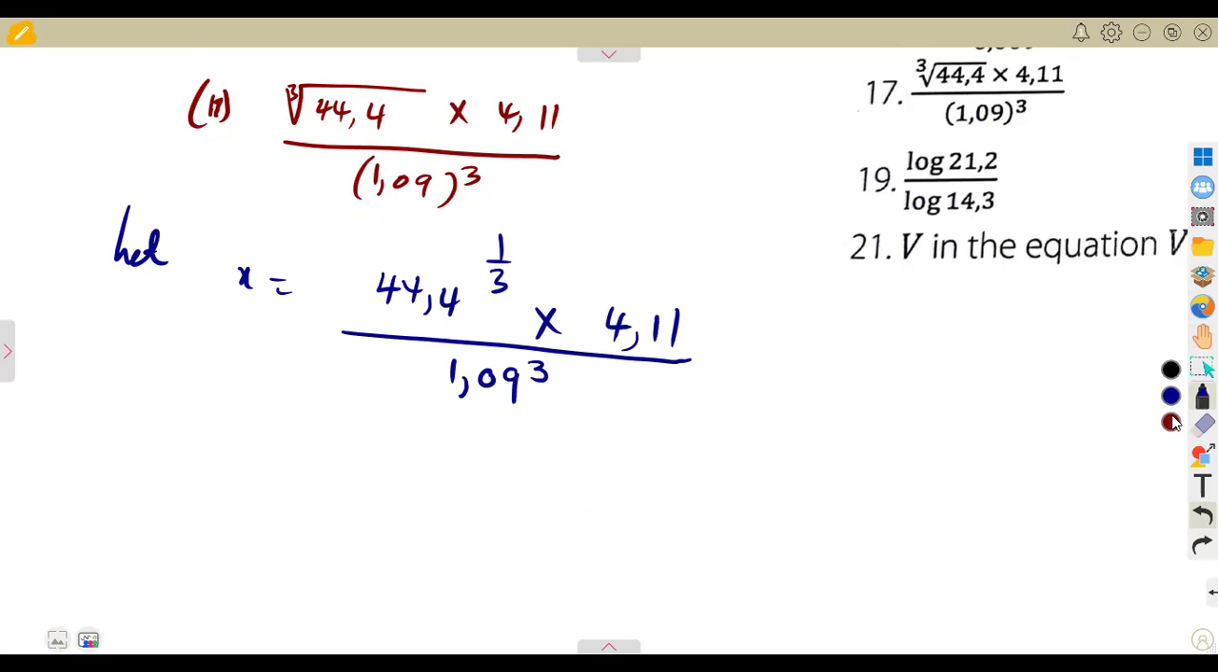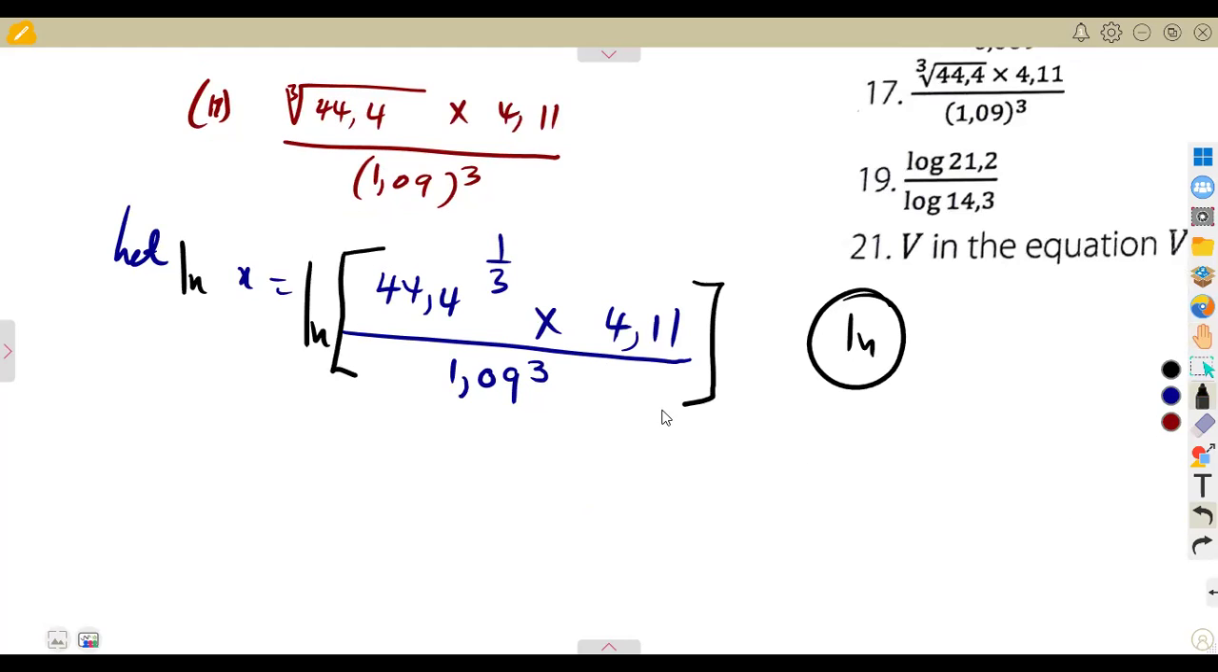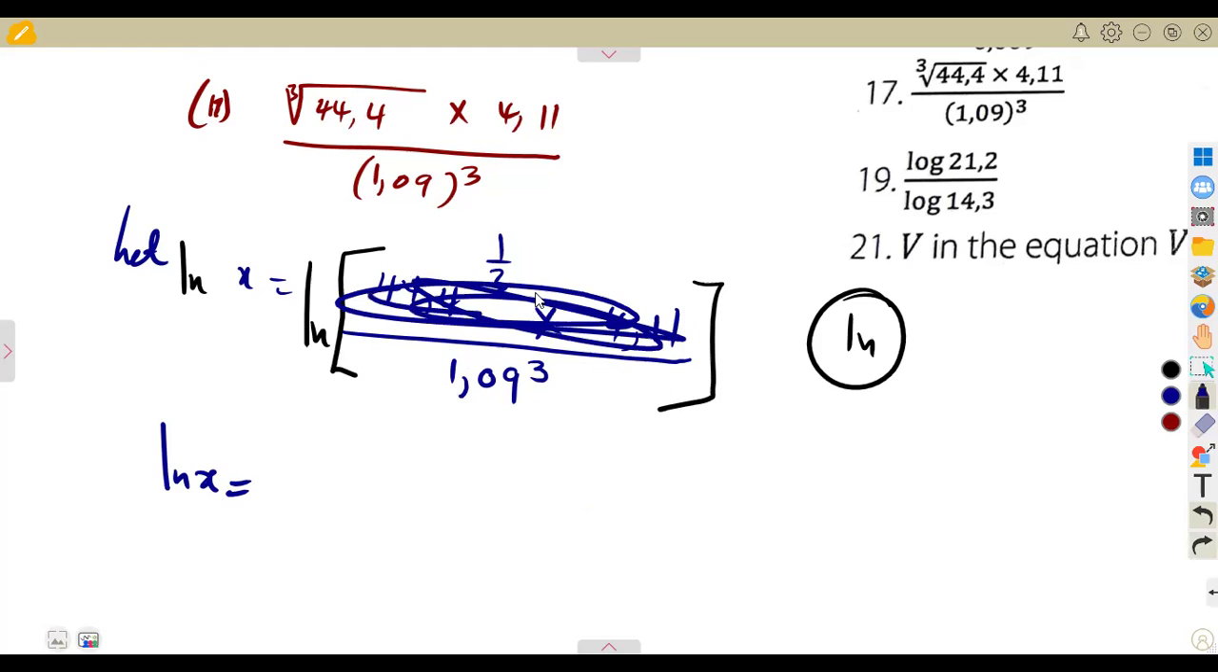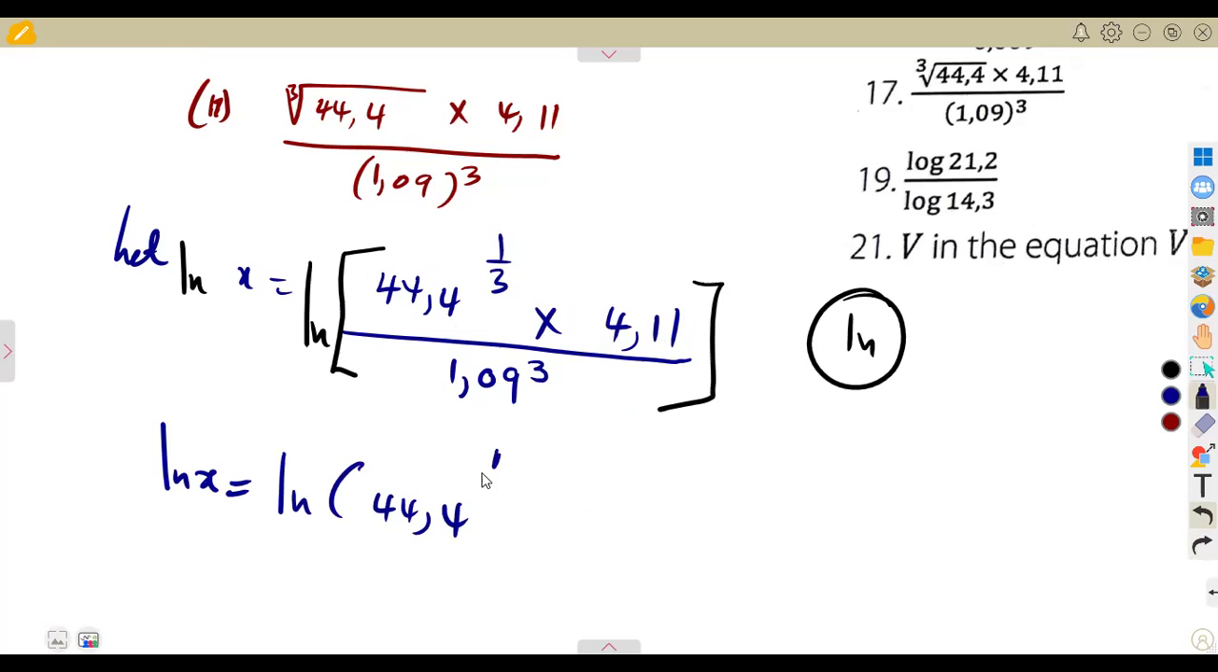So if x is representing this, we can introduce our logarithms. In this case, like I said, I'm going to introduce a ln, so I'm going to have a ln both sides. So this is the ln of the whole of this part. So what does it mean? It simply means the ln of x is equal to this, where I can use the laws. There is a division, the numerator to the denominator. So we saw that if you are dividing like this, you were subtracting the logarithms. So it was the ln of 44,4 to the exponent of 1 over 3 times 4,11 minus, you were subtracting this one that is in the denominator, which is the ln of 1,09 to the exponent of 3.